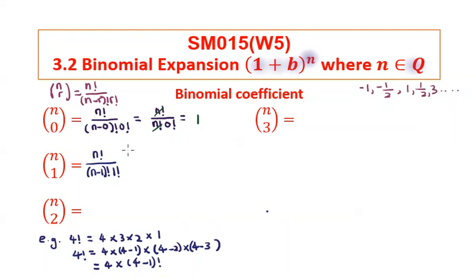These are a few ways to rewrite 4 factorial. So the n factorial can be written as n times (n minus 1) factorial, over (n minus 1) factorial times 1 factorial. From this fraction, we can simplify the (n minus 1) factorial with the (n minus 1) factorial at the bottom, remaining n over 1 factorial, which is equal to n.